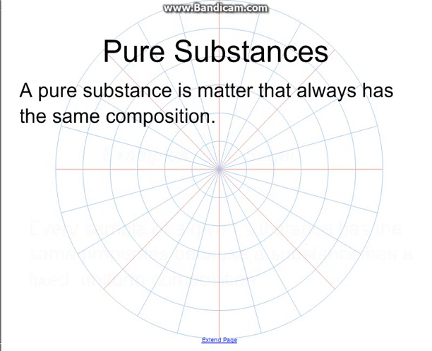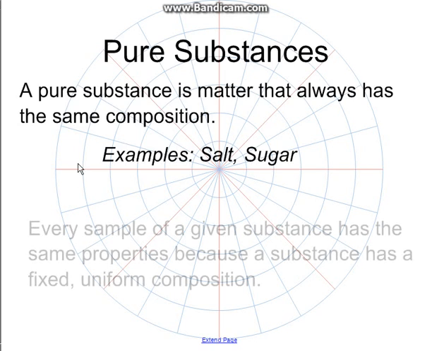A pure substance is matter that always has the same composition. So it doesn't matter how small you cut it up, they're always the same. An example of this is salt or sugar. So salt is sodium chloride. It's made of sodium and chloride in a fixed ratio, and it doesn't matter if I have one piece of salt or a billion pieces of salt, it's going to have the same properties either way.